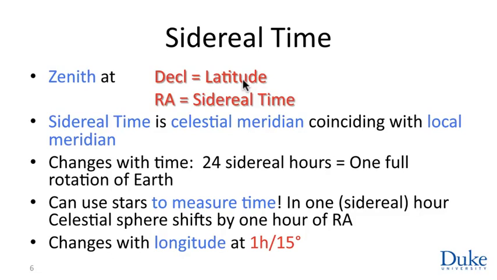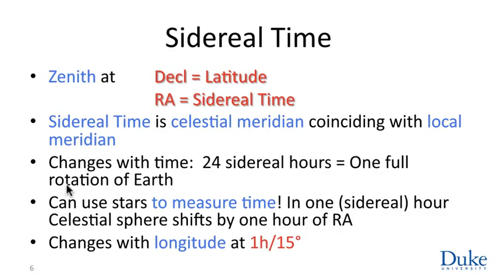And this will, of course, change with time as the celestial sphere rotates to the west, or the Earth rotates to the east. Either way, your sidereal time will increase by about an hour each hour, and a complete rotation of the Earth, or equivalently of the celestial sphere, will advance your sidereal time by 24 hours. So sidereal time is the name of the celestial meridian which coincides with the local meridian, the one that includes our zenith. And of course, over 24 sidereal hours, when this right ascension advances by 24 hours, this is one full rotation of the Earth.